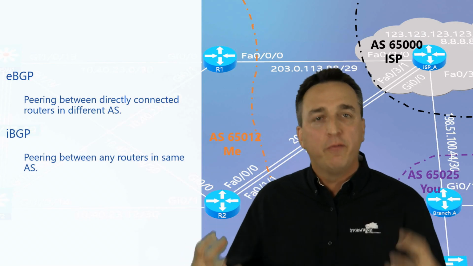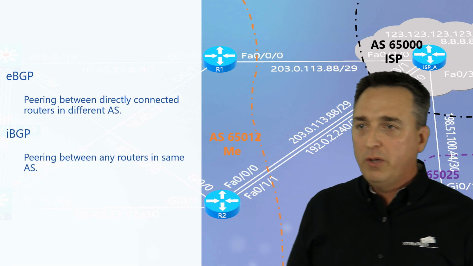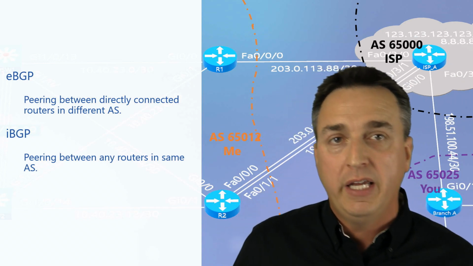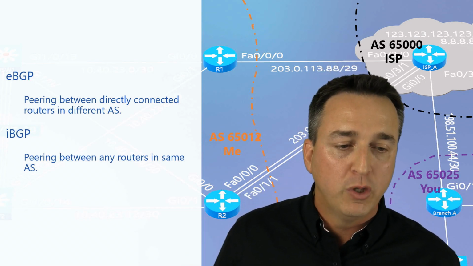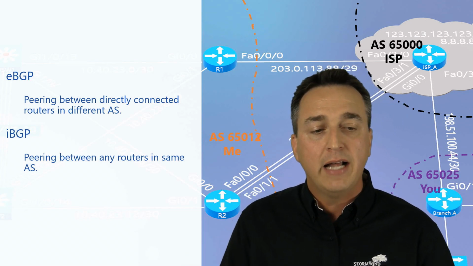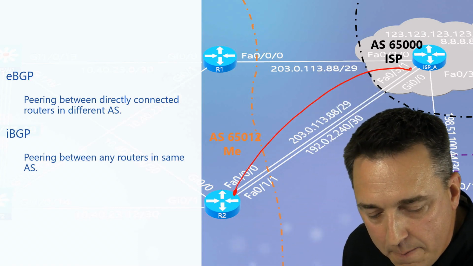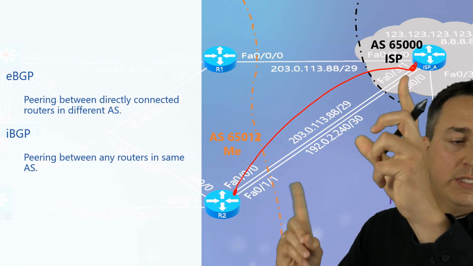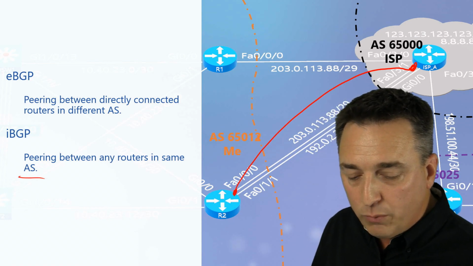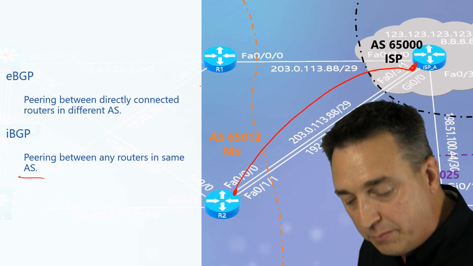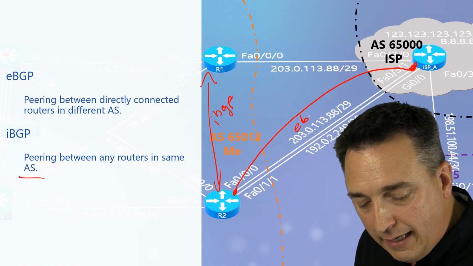All right, so let's talk about forming our neighborships now. Let's get into some config. So we've got eBGP and iBGP. What's the difference between the two? Well, eBGP is about forming external border gateway protocol neighborship, so peering between directly connected routers in different autonomous systems. So for example, connecting from here up to here, different autonomous systems. Whereas iBGP is about peering between any routers within the same autonomous system. So for example, an iBGP peering would be here, whereas an eBGP peering here.